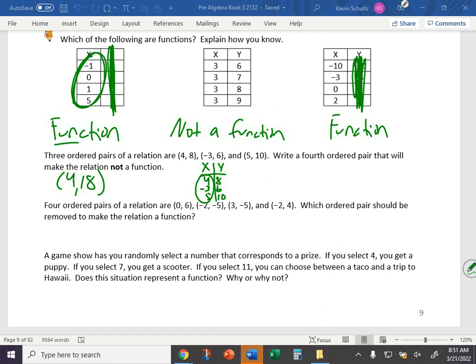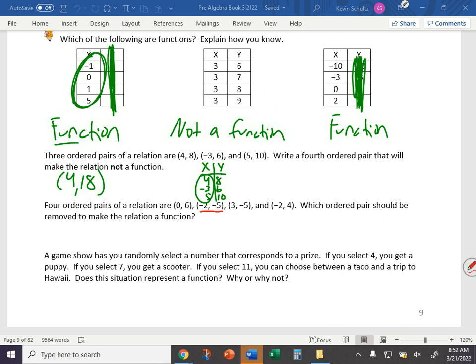For the next one, let me read the question first, then we'll see where we're at. It says four ordered pairs of a relation are (0, 6), (-2, -5), (3, -5), and (-2, 4). Which ordered pair should be removed to make the relation a function? Johnny said he wanted to remove (-2, -5).